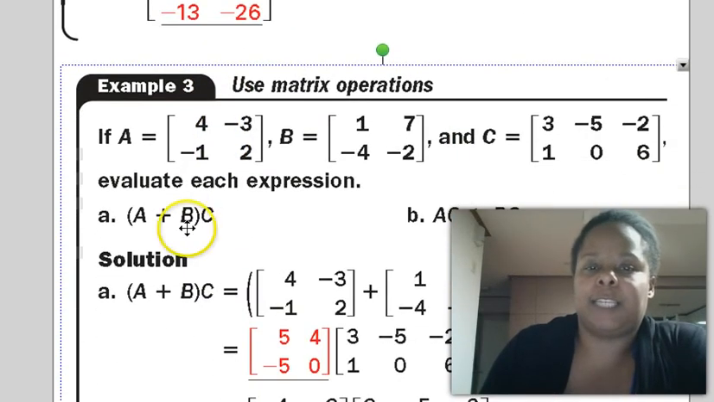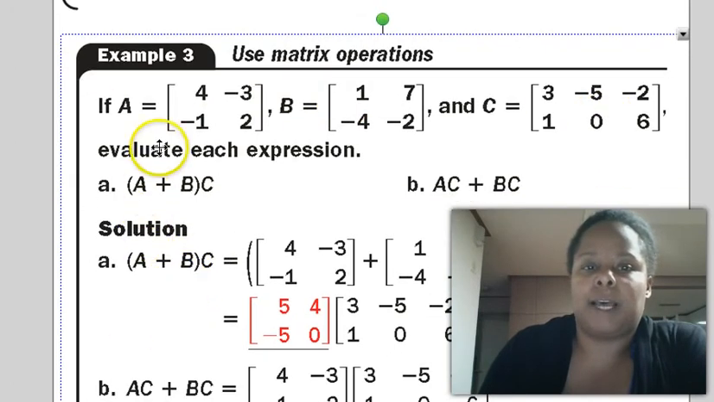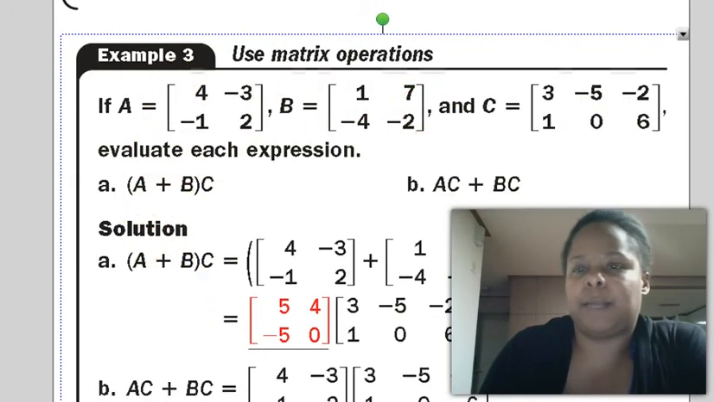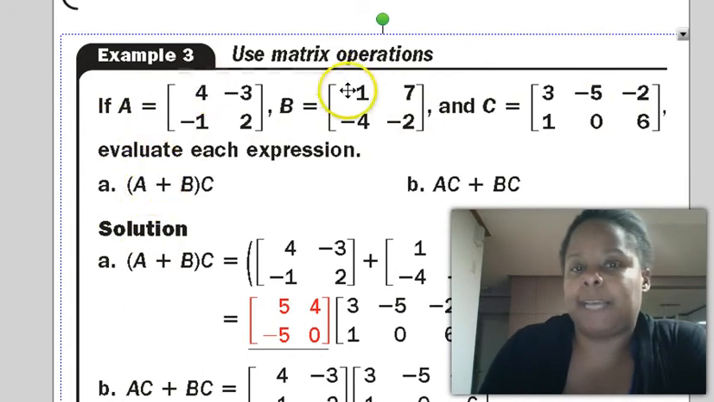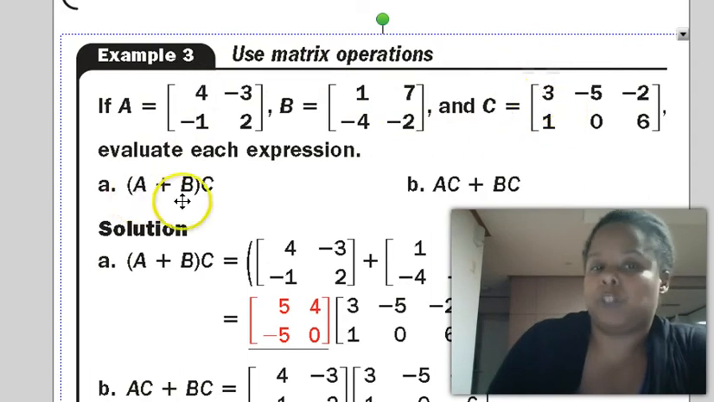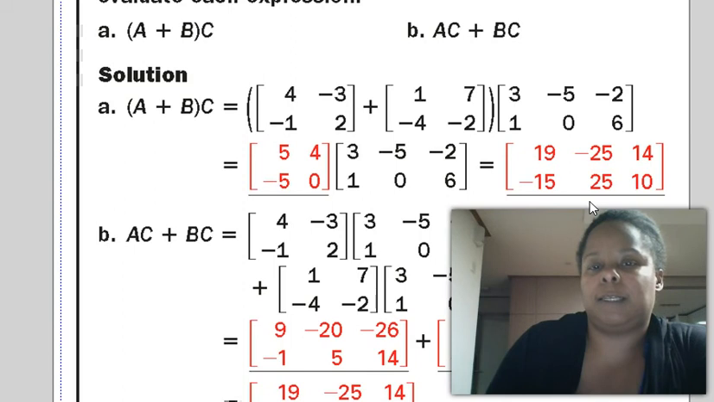And here's another example where A, B, and C, in this case, we can add A and B together and multiply it by C, because the number of columns in A and B is 2, and the number of rows in C is 2. So that's why we can multiply these together, and these are the resulting matrices.